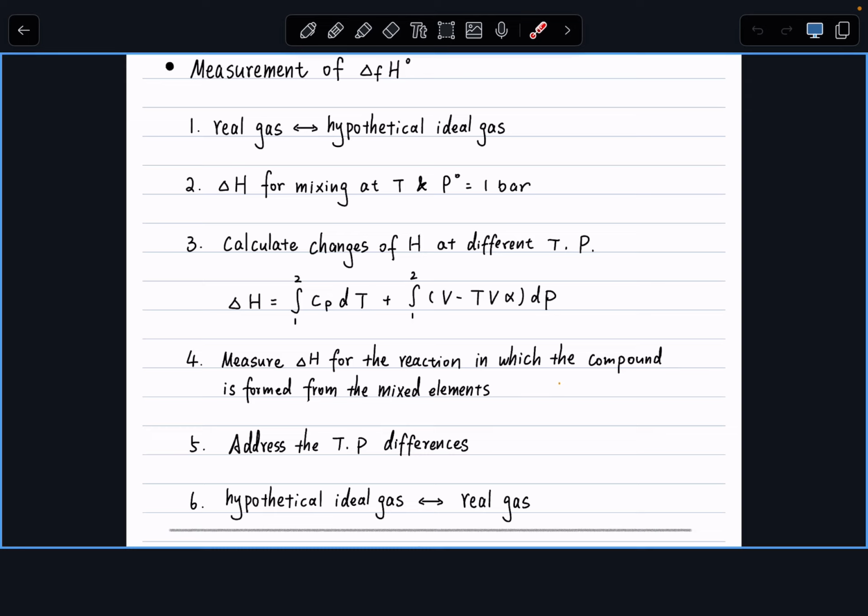And again, now we have real gases reacting with each other, right? The standard state for my HCl gas is also an ideal gas. So I want to translate my real gas back to ideal gas. So we're representing the standard state of HCl.